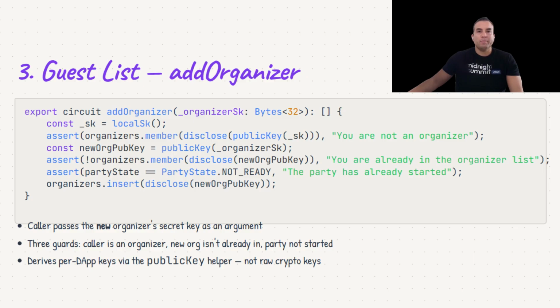Here's the detail I want to highlight. Every identity stored on chain is a derived per-app key, never a raw key. That means nobody can look at these contracts later, see an organizer hash, and connect it to the same person in some other Midnight app. Privacy across apps is built in by default.